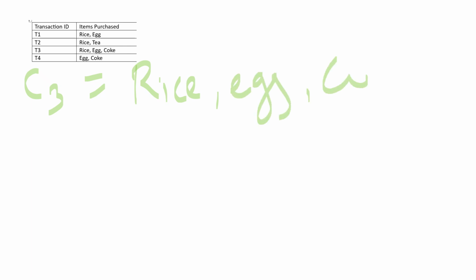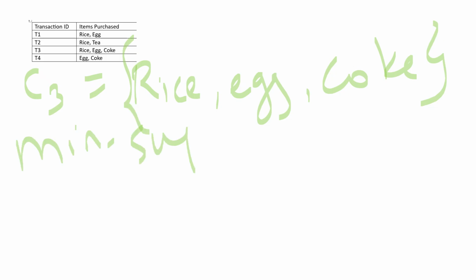So now we'll form the C3. How will we form the C3? By joining of L2 comma L2. So when you are joining the L2 comma L2, we are having only 3 values. Rice, egg, coke. And our minimum support is 2. So now we have to check whether these 3 items satisfy the minimum support.